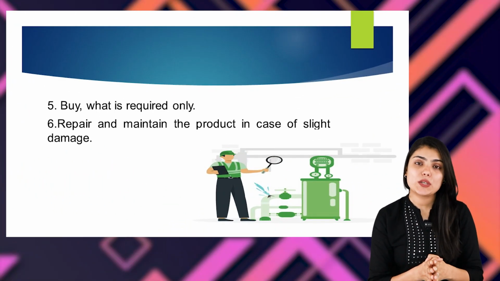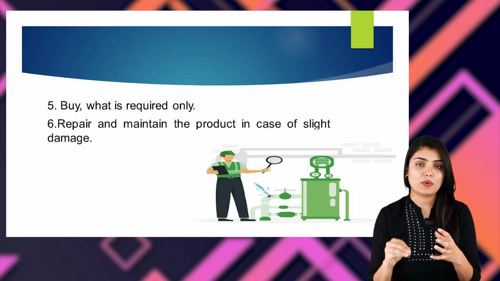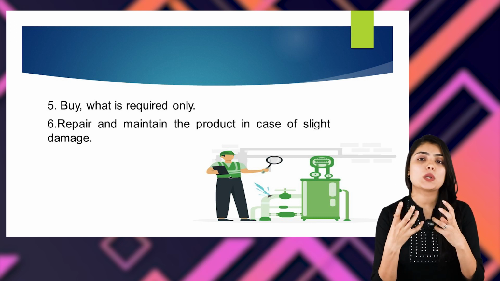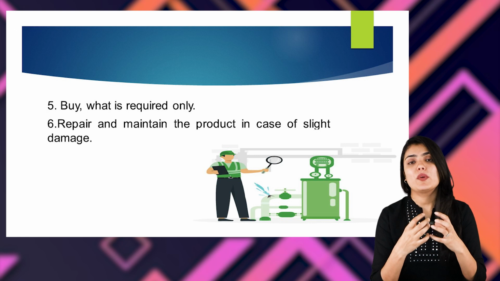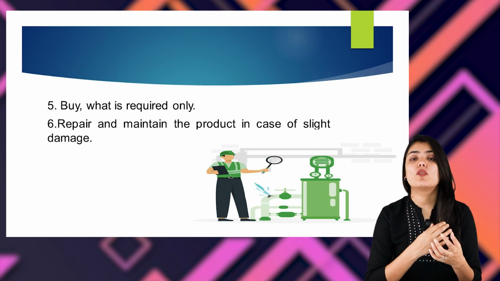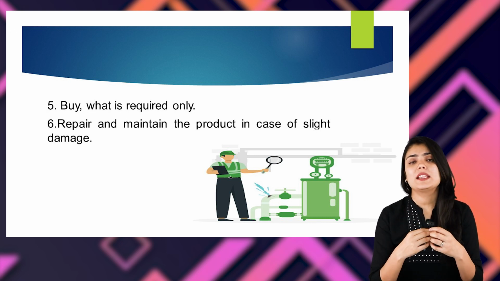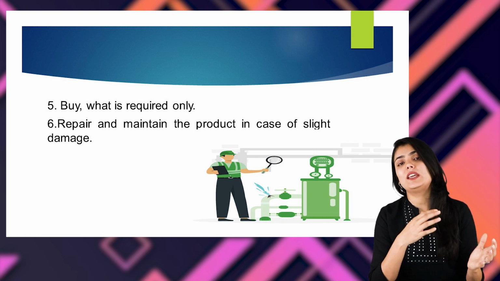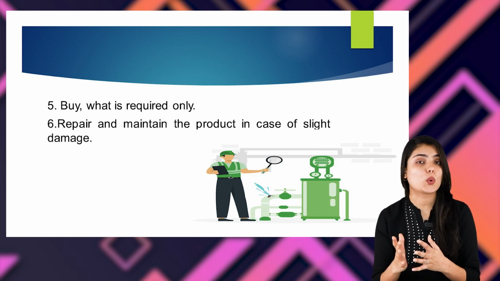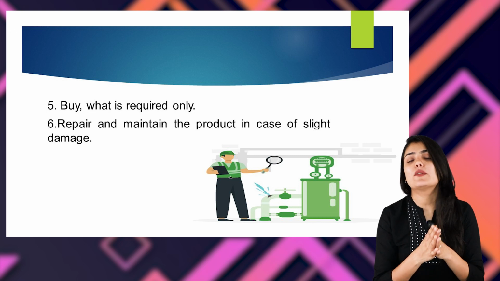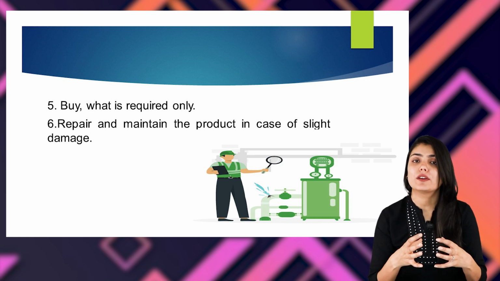The next thing that we can do is to buy only what is required. So when we buy something that is required, we make use of it. But when we buy things that are unnecessary, and if we buy something that is not of any use to us, we'll keep it for a period of time and we will throw it away. So in order to avoid that, we need to buy only what is required for us.